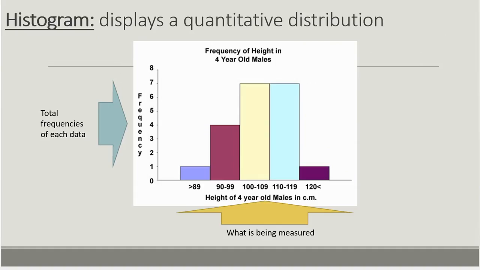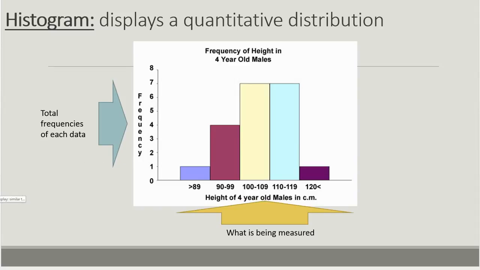A histogram displays a quantitative distribution, so it shows you a visual representation of how all of your quantitative data is displayed or distributed. So at the bottom it's what is being measured, and on the left-hand side it's total frequencies of the data. You can flip this so your boxes will come out instead of going up.